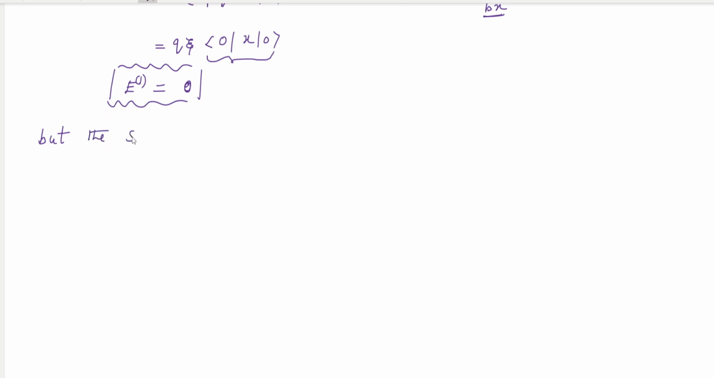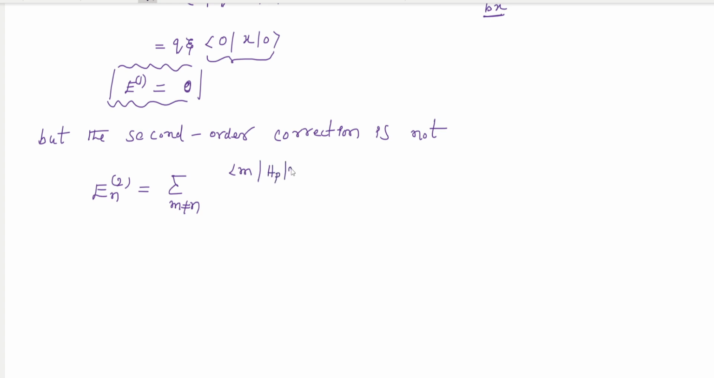But the second order correction maybe is not zero. So let us look at the formula of the second order correction energy. If you want the exact second order correction energy, this is the formula: the sum over m not equal to n of the modulus square of m H suffix p n divided by En minus Em. So this is the second order correction energy formula.